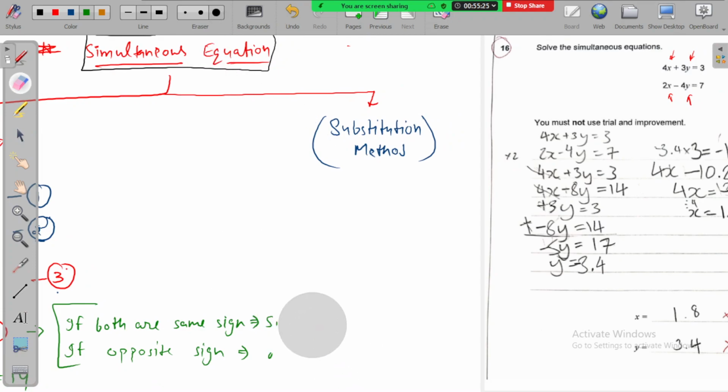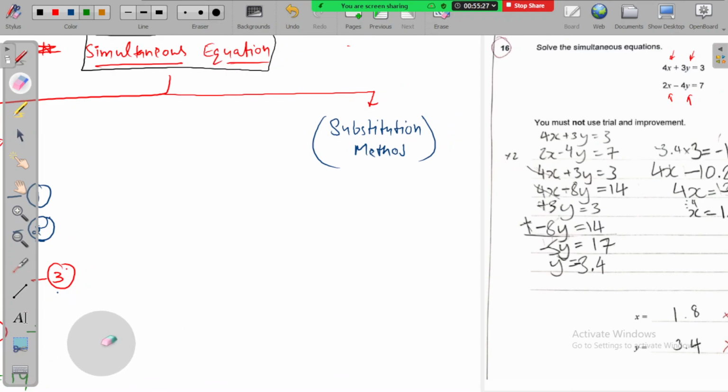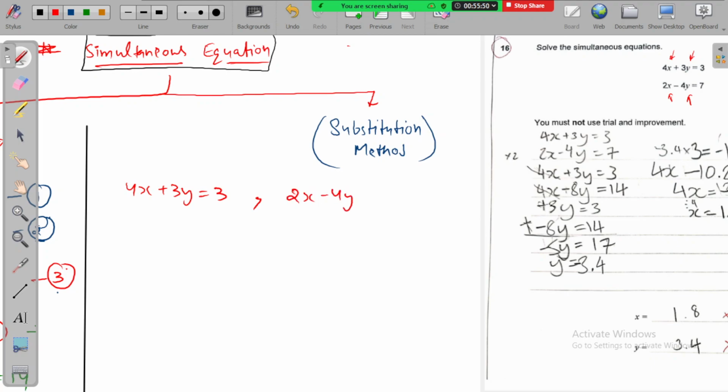Sometimes the substitution method is easier, sometimes the elimination method is easier. That's up to you, whichever you find easy, you can follow that one. Both will give you the same answers. So if I tell you the substitution method, let's write down the equations again. The equations are 4x plus 3y equal to 3, and the second equation is 2x minus 4y equal to 7. As the name suggests, you have to substitute the value.